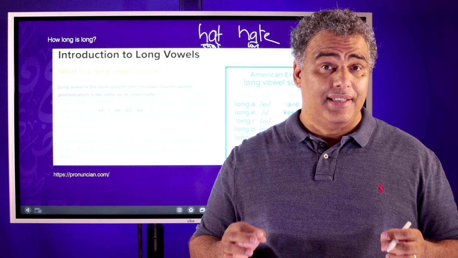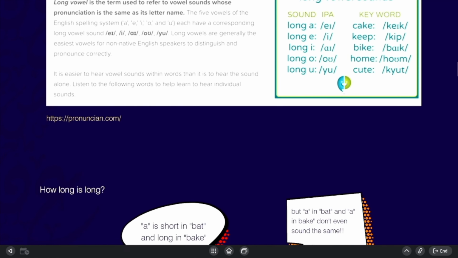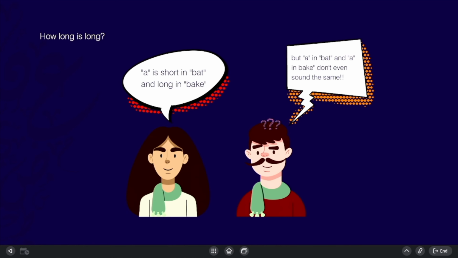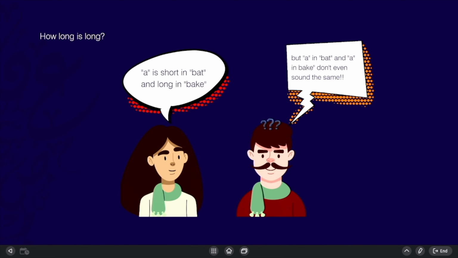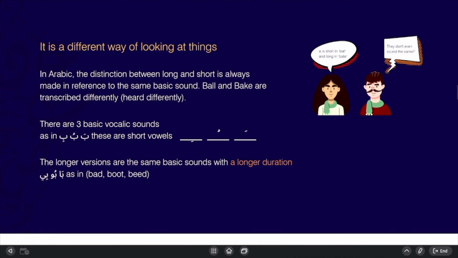In Arabic, it doesn't work like that. The focus in Arabic is on the sound. Let me explain. A is short in bat and long in bake. This definition of short and long vowels would be completely acceptable to an English language speaker. An Arabic language speaker would see that A in bat and A in bake don't even sound the same. How can A be short for A? Now you're beginning to understand that in Arabic, the focus is not on the letter, the focus is on the sound.